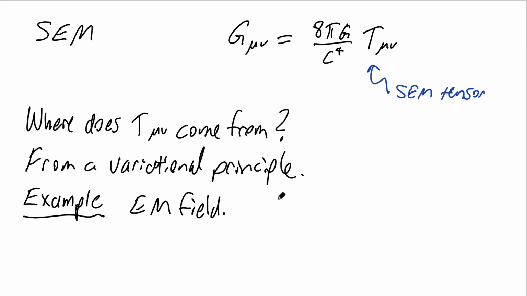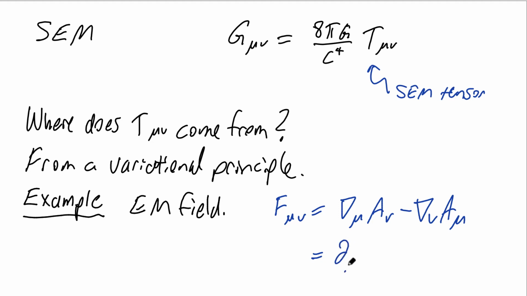We define the field strength tensor F mu nu as del mu A nu minus del nu A mu, where A is the 4 potential. And if you expand these covariant derivatives out into ordinary derivatives and Christoffel symbols, you'll see that the Christoffel symbol terms cancel between these two terms. So this is the same thing as partial mu A nu minus partial nu A mu.